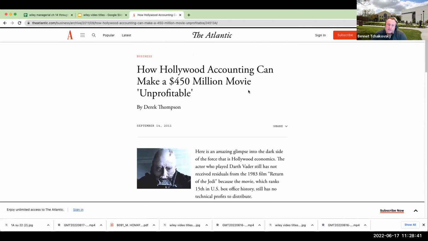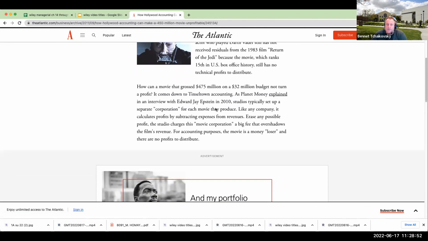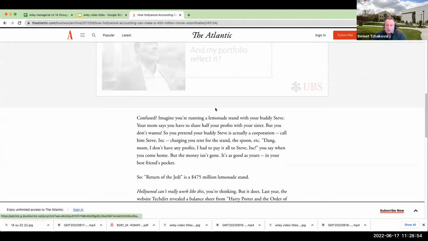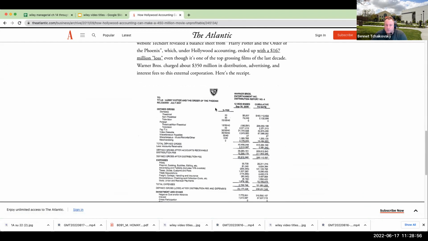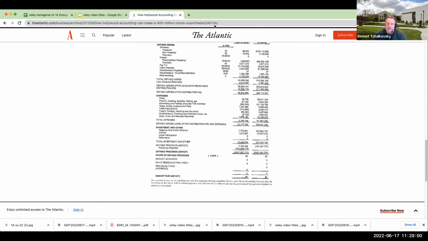This is an article by Derek Thompson in The Atlantic, and it's basically about how a movie that grossed $475 million on a $32 million budget could not turn a profit. And it comes down to accounting. You can go through and look at these different items. I'll leave the link to this in the video. Let's do that real quick.